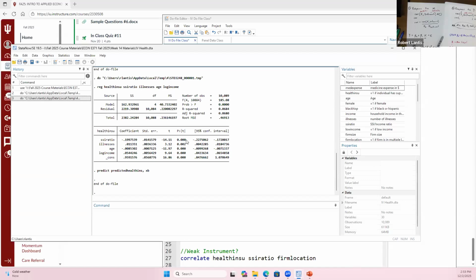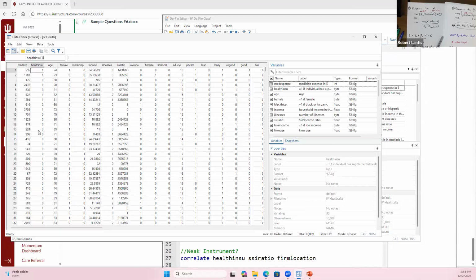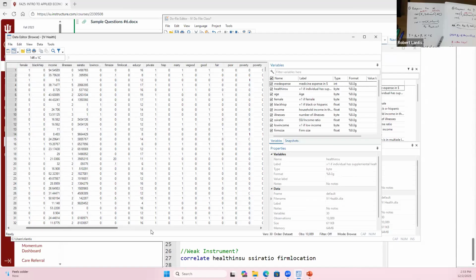So once I run this, that was my first stage. I then predicted that X variable I originally wanted, which was health insurance. So if I look at the data, I'm now going to have whether or not they had health insurance.